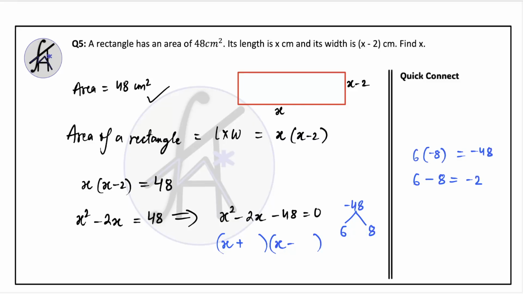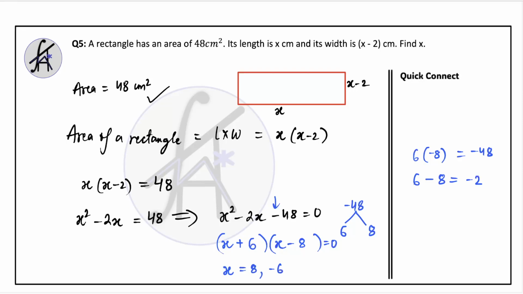minus 48. So generally when you have a negative sign, that means both the brackets are going to have different signs. So what we do, we just make the bigger number negative. So it is (x plus 6)(x minus 8). So what do we get as the answer here? The value of x. From here, that equals 0. If you solve this quadratic equation, x is 8 and minus 6.